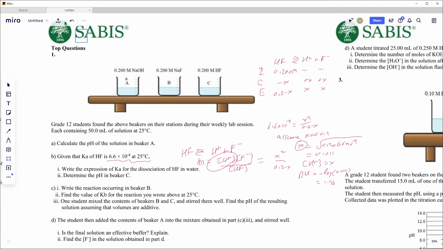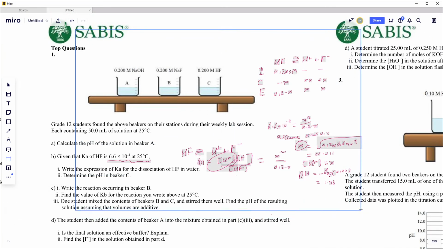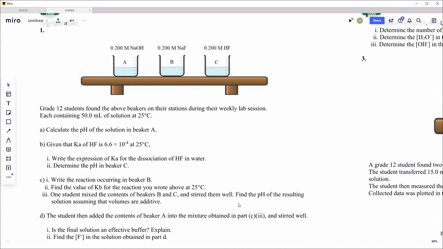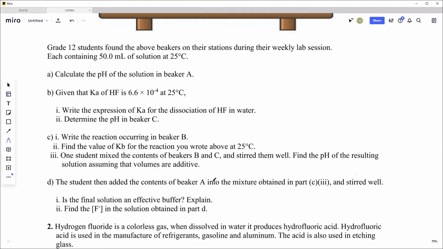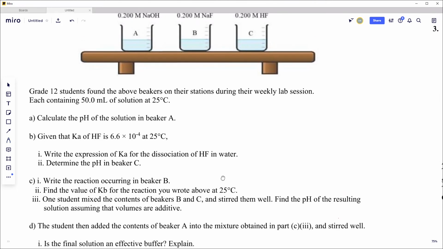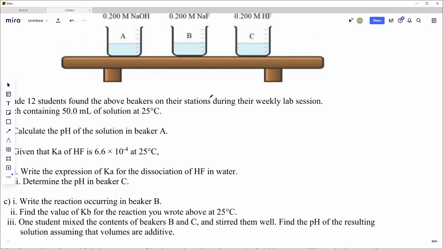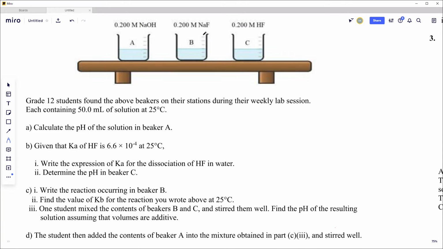So I'll delete again for some space. And what do we need in C? Write the reaction occurring in beaker B. So what's happening in beaker B? In beaker B, we have a salt, NaF. So is it basic, acidic, or neutral? Well, you have to look at its components. Where did the cation come from? Where did the anion come from? Which acid or base? So Na, immediately you think of NaOH.